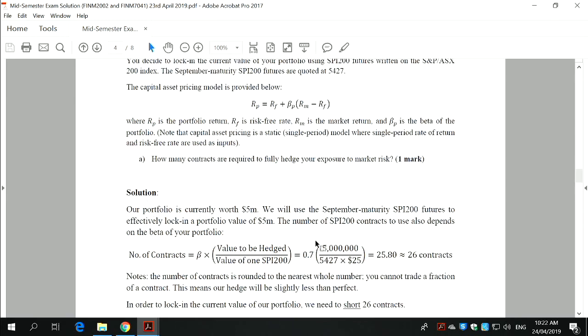Then the question comes down to, should we go long 26 contracts, or should we go short? You're worried about the market decline, so you have to think about what position would allow you to make money when the market declines.